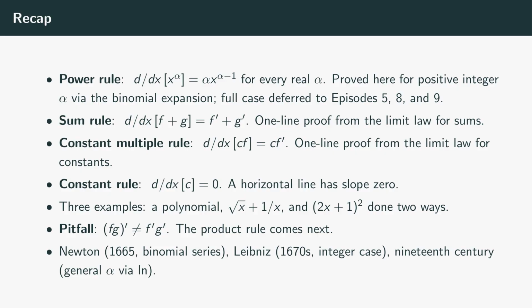3 worked examples. A pure polynomial, square root of x plus 1 over x, and 2x plus 1 quantity squared done 2 ways. 1 pitfall to file away, the derivative of a product is not the product of the derivatives. That gets fixed next episode by the product rule. Newton glimpsed the general power rule in 1665 with his binomial series at Woolsthorpe. Leibniz knew the integer case independently. 19th century analysts pinned down the general real exponent case using logarithms. Next time, the product rule and the quotient rule, the 2 rules that handle multiplication and division of functions. See you there.